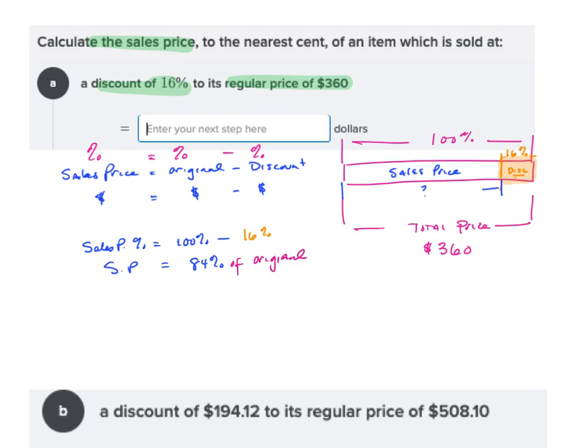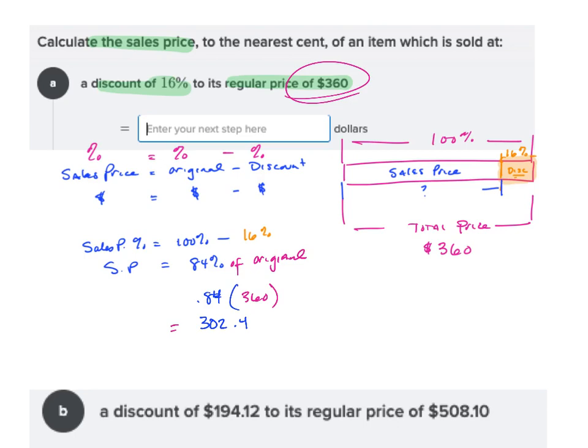So if I look, that means I'm going to take 0.84, because that's the decimal version of 84%, times the original, which was $360. Which when I plug that into my calculator, I get that I am going to have 302.4. And some of you are going to give me that answer.